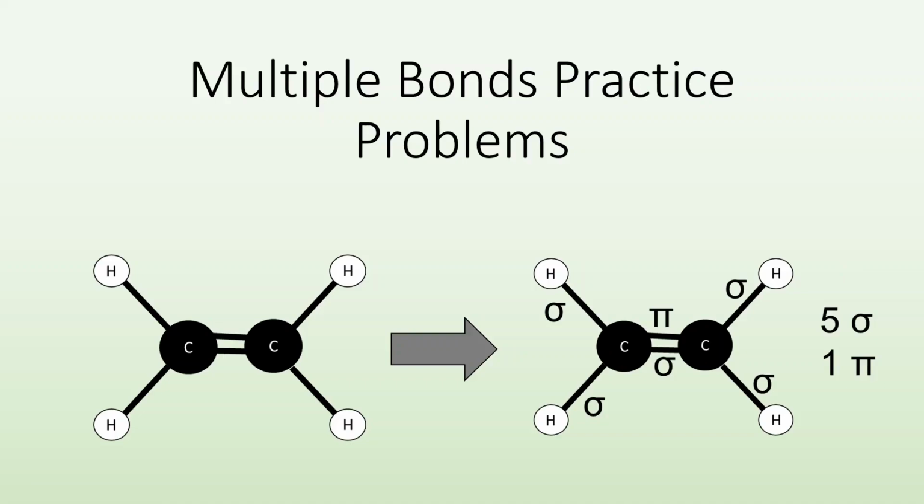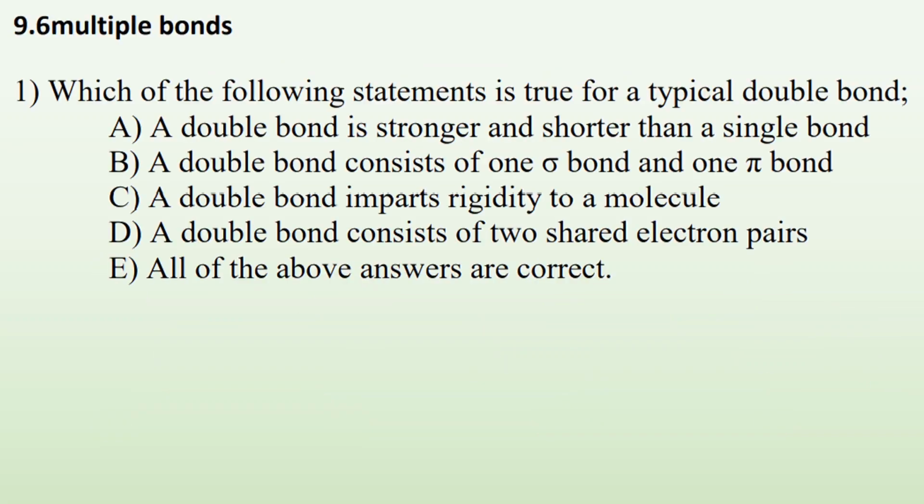This time we're going to take a look at multiple bonds practice problems. So, number one, which of the following statements is true for a typical double bond? Well, a double bond is stronger and shorter than a single bond. That is a true statement.